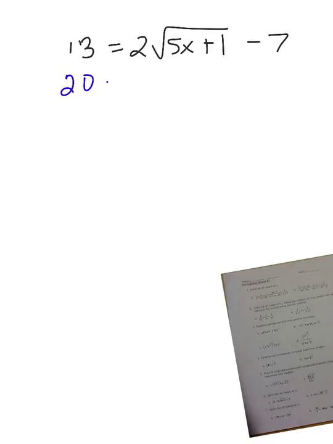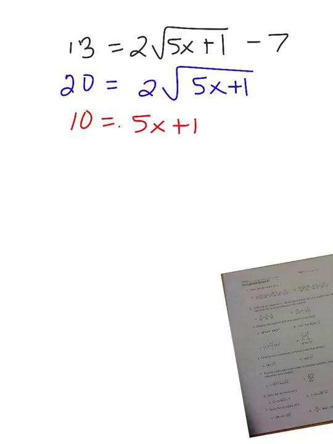So 6a is 13 equals 2 times the square root of 5x plus 1 minus 7. I'm going to add 7 to both sides. So I get 20 equals 2 times the square root of 5x plus 1. I'll divide both sides by 2. I get 10 equals the square root of 5x plus 1.